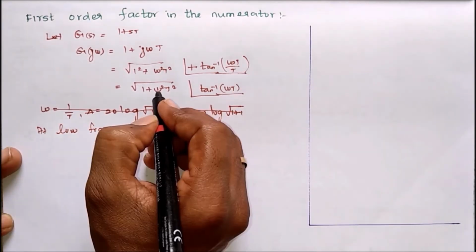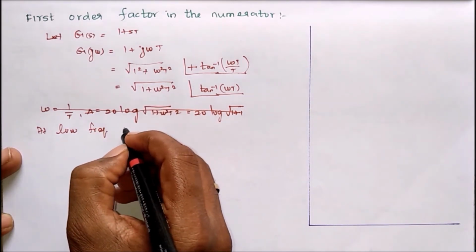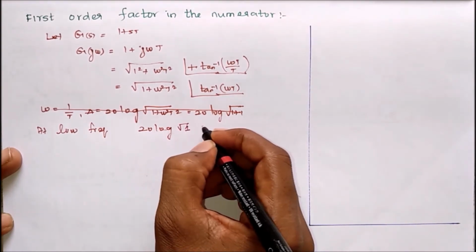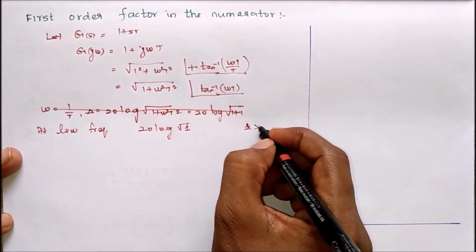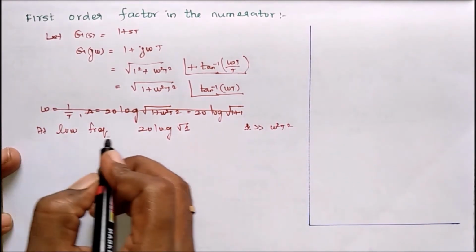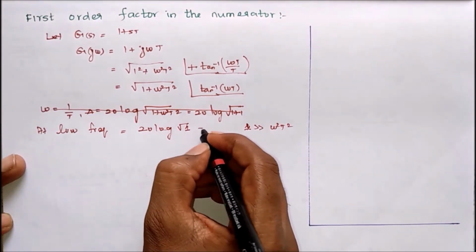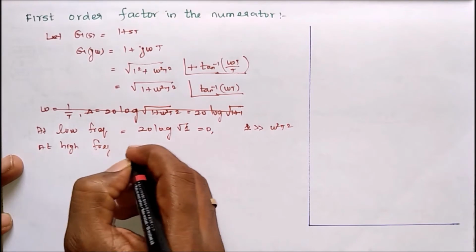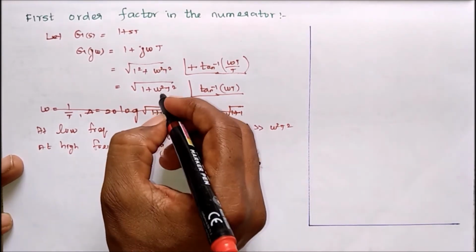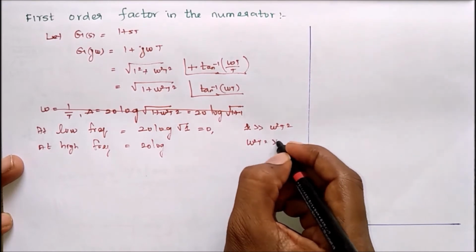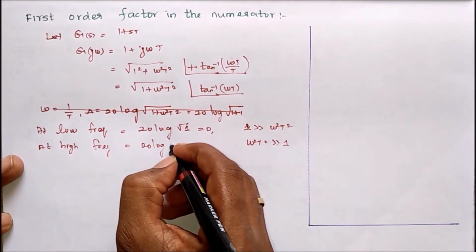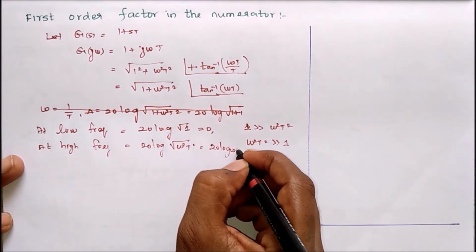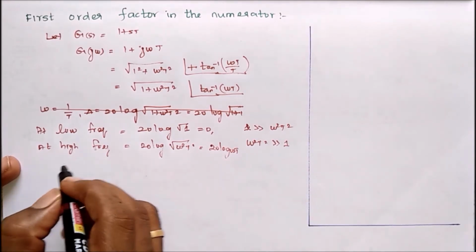At low frequency, omega square will be very small. Therefore we can consider the magnitude 20 log square root of 1, because 1 is very much greater than omega square T square at low frequency. 20 log 1, so its value is 0. At high frequency, omega square T square is very much greater than 1. Therefore the square root of omega square T square gives 20 log omega T. So this is the gain at high frequency.